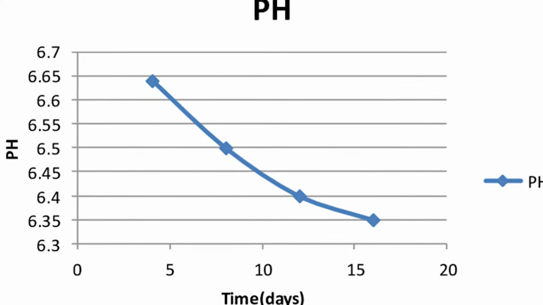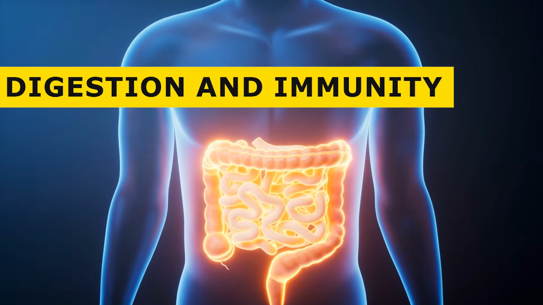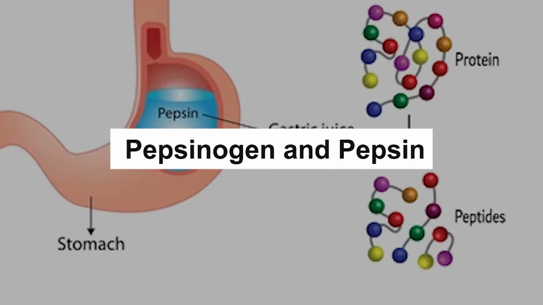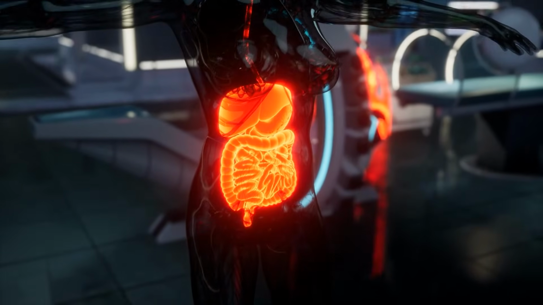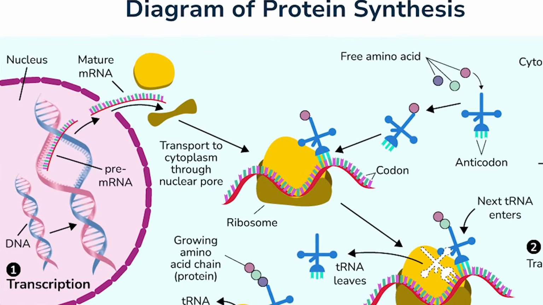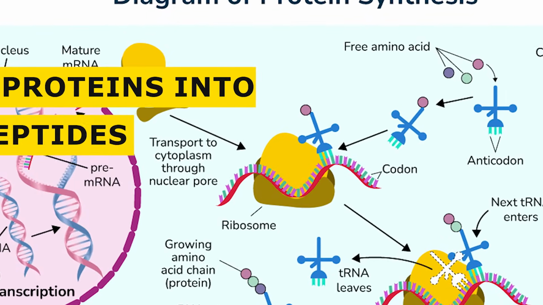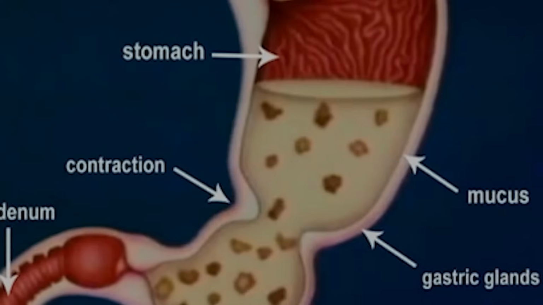This acid denatures dietary proteins, facilitates the activation of pepsinogen into pepsin, and destroys ingested pathogens, thereby playing a crucial role in both digestion and immunity. Pepsinogen, secreted by chief cells, is an inactive enzyme that is converted into pepsin upon contact with hydrochloric acid. Pepsin is a protease that breaks down proteins into smaller peptides, initiating protein digestion in the stomach.